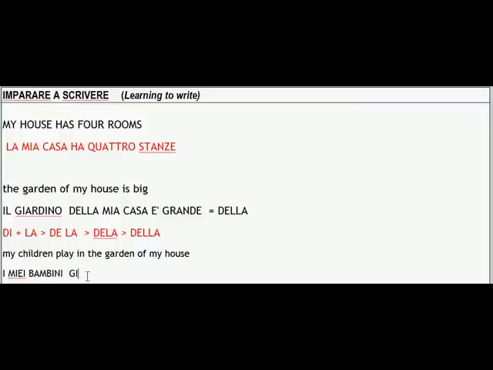Now the verb, giocare. Giocare means to play. Here in Italian it has to be conjugated. And what is the conjugation? Io gioco, tu giochi, lui gioca, lei gioca, noi giochiamo, voi giocate, loro giocano. I miei bambini obviously is loro, they. So the conjugation is giocano.